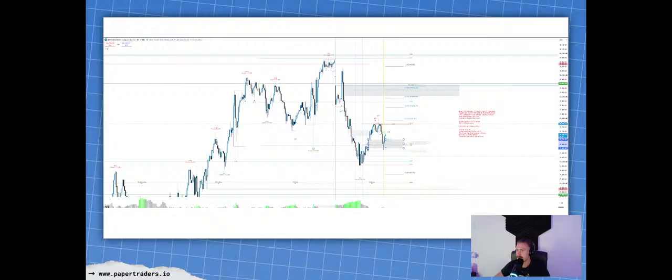So price is currently on that 15-minute. Currently watching the FVG from 29,704.25 to 29,663, and seeing if price is displacing this to the upside.